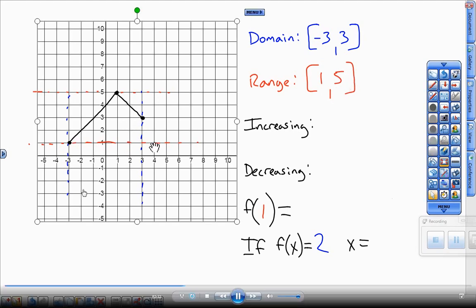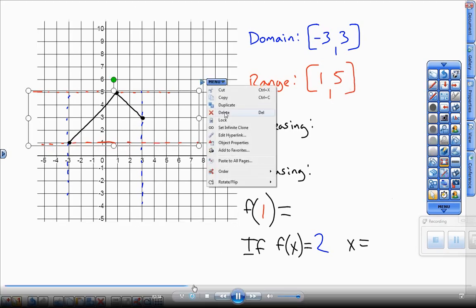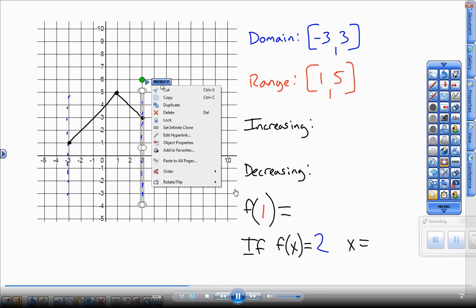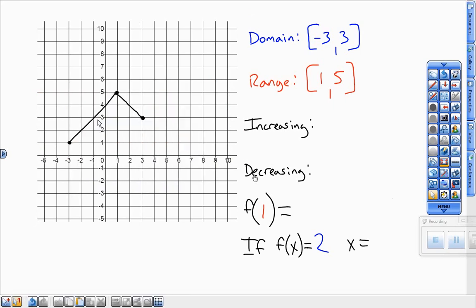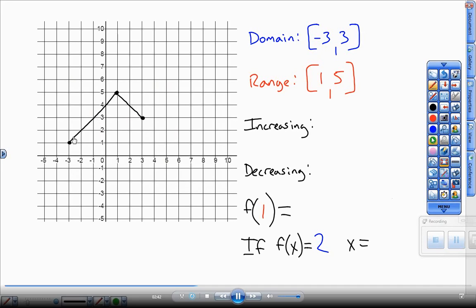Increasing is when you're coming from left to right and you go uphill. Decreasing is when you come left to right and you go downhill. So increasing left to right, going uphill. That's the increasing section. This part, left to right, going downhill, that's decreasing. So going left to right, downhill, decreasing. Going left to right, uphill, increasing.